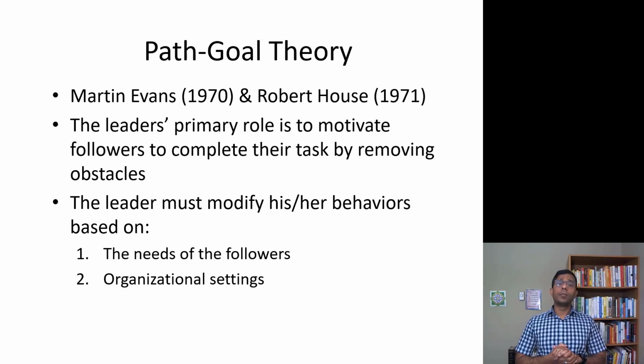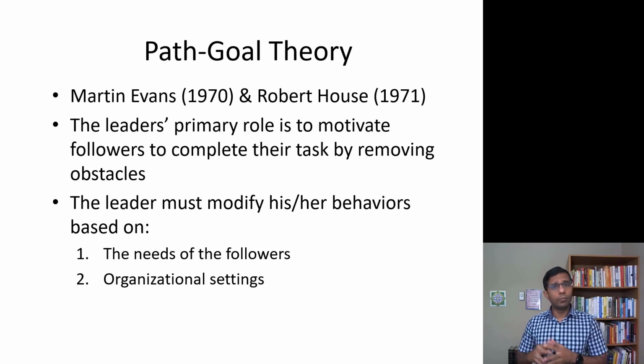The basic premise of the path goal theory is that the leader's primary responsibility is to motivate the followers to accomplish their tasks. And the leader does that by removing obstacles that prevent followers from accomplishing tasks. So let me re-emphasize this. The leader's primary responsibility is seen to be motivating the followers by removing obstacles out of their way that prevent them from accomplishing tasks. In other words, the assumption is that followers will generally be motivated to work towards accomplishing tasks because that gives a sense of accomplishment, fulfillment. Plus, accomplishing those tasks could also lead to certain rewards.